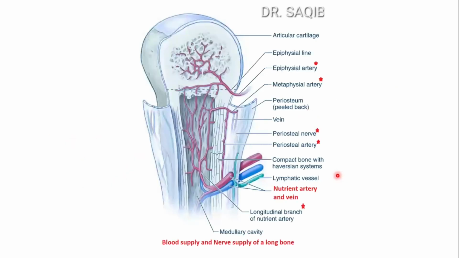We'll discuss with you, right? You could see this. This is the epiphyseal artery. The epiphysis is the end of a long bone. This is the epiphysis. This is the epiphyseal artery. And this is the metaphysis, the junction of the epiphysis and the diaphysis, the shaft. So this is the metaphyseal artery, right?